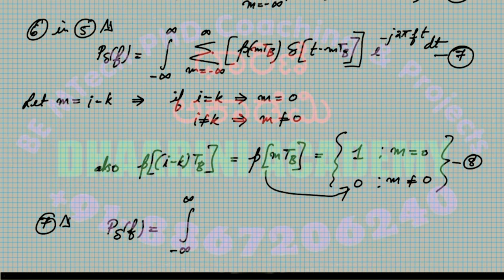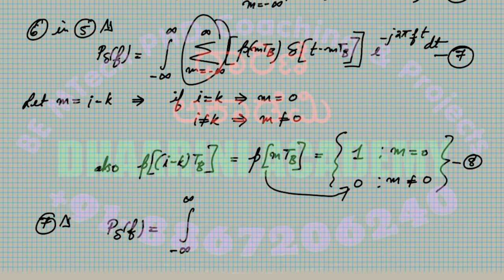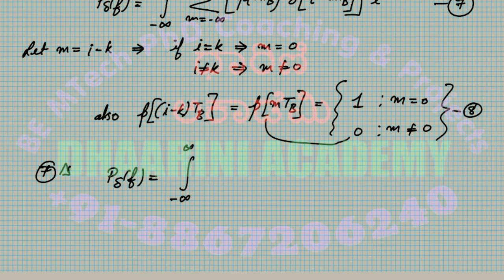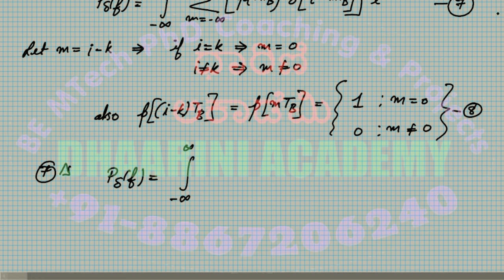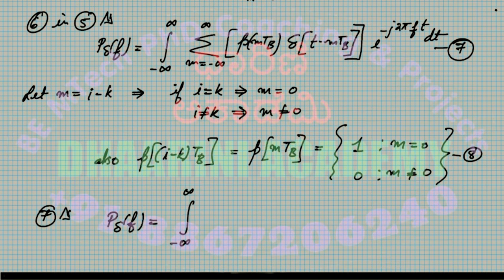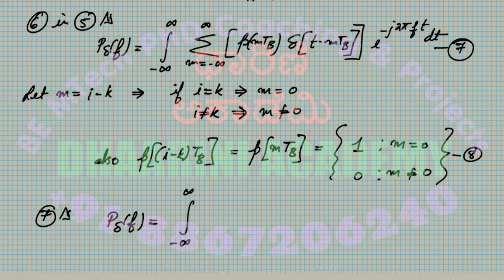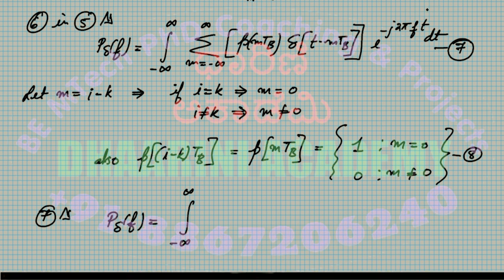So you see, there is a summation of all the M's varying from minus infinity to plus infinity. When M is equal to minus infinity, what is the value of P of MTB? 0, correct? For all the values of M less than 0, that means minus 1, minus 2, minus 3, up to minus infinity, its value is equal to 0. Are you okay? So this term is 0.